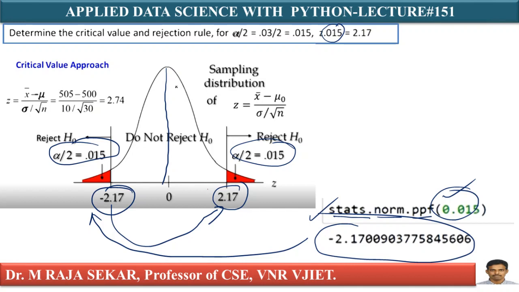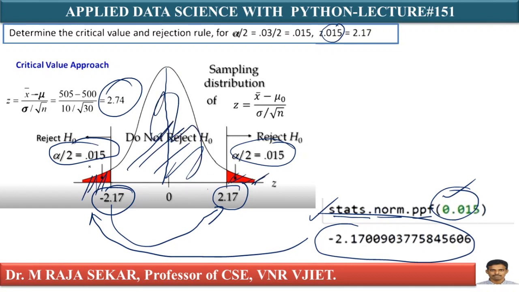What is our calculated value? 2.74. This white region is my acceptance region. But what is my rejection? This region is the rejection region. Where is my 2.74? It is on the right side of 2.17. Therefore, it is in the critical region. Therefore, your Z value is in the critical region. If it is on the right side of 2.17, I must reject. Even if it is on the left side of minus 2.17, in that case also I must reject.